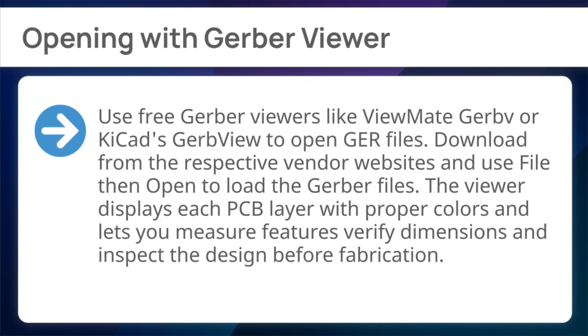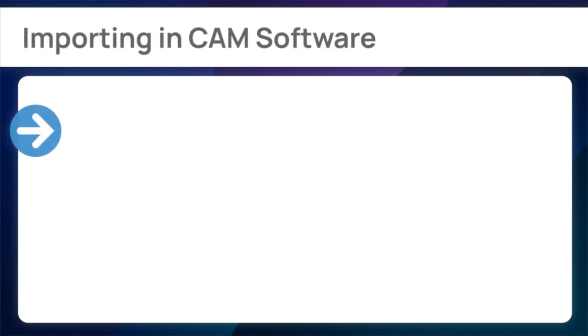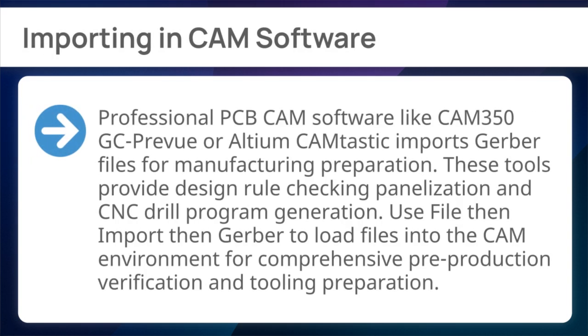Download from the respective vendor websites and use File, then Open, to load the Gerber files. The viewer displays each PCB layer with proper colors and lets you measure features, verify dimensions, and inspect the design before fabrication. Next, importing in CAM software.